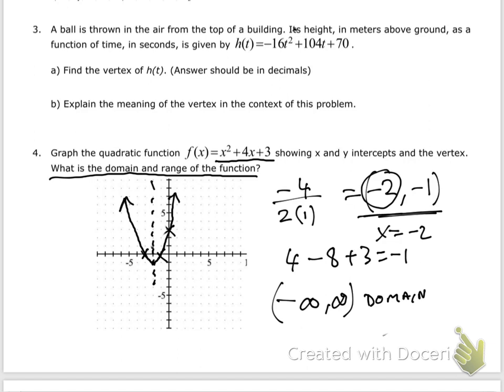Now the range, can you see the minimum y? Okay, let's look, it goes from negative 1 to infinity. So, bracket, negative 1 to infinity. It's a bracket, okay? And that is the range.